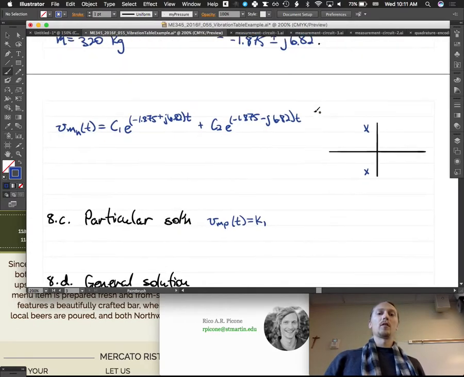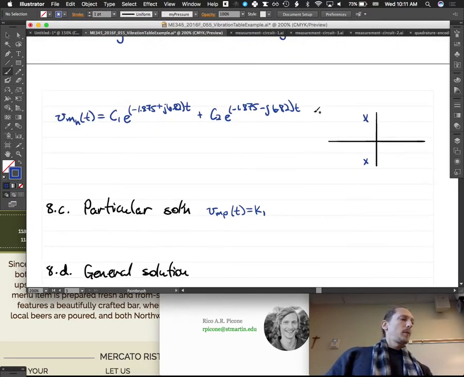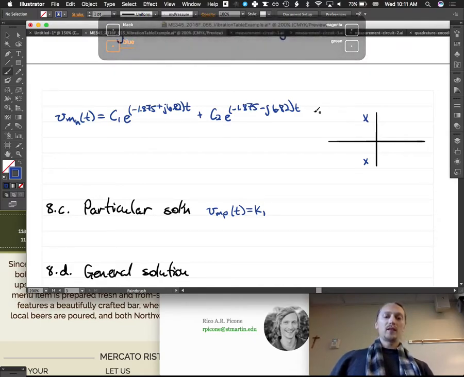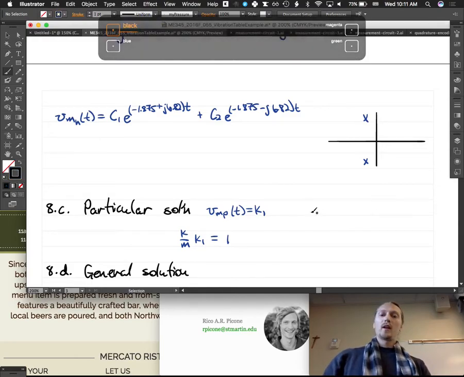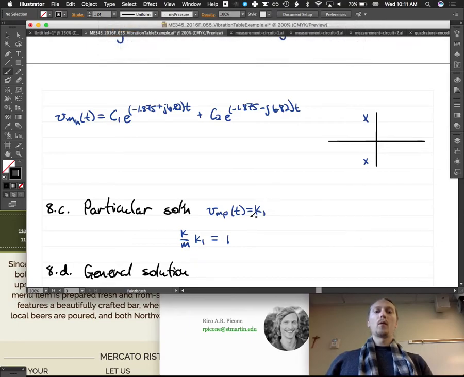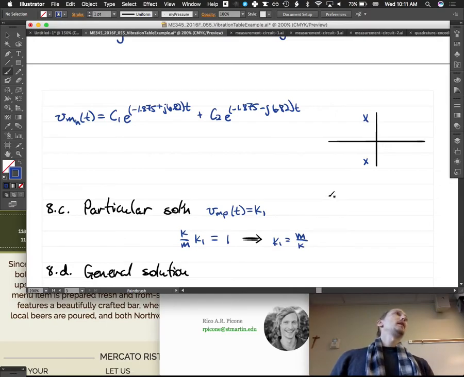Okay? So if we were to plug it in, we would get K over M times Vm, so we'll plug in K1 there, equals unit step on the other side, which for all time greater than 0 is just 1. We can quickly solve for K1, which is, to everyone's amazement, M over K by some crazy trickery called basic algebra.